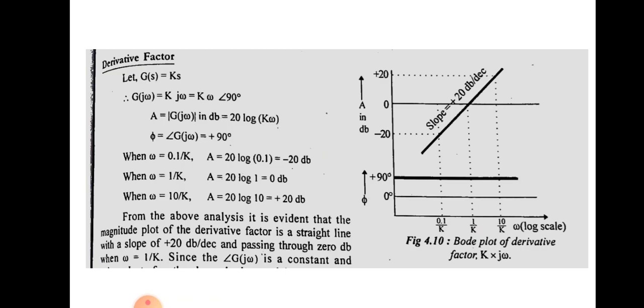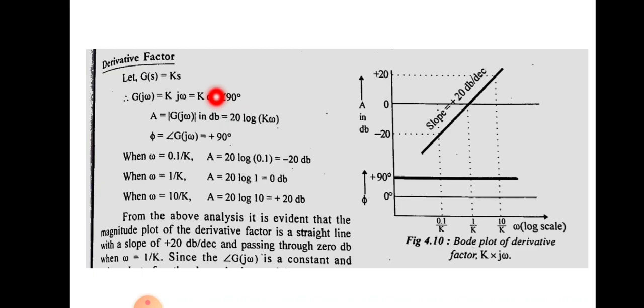So next we will consider the derivative factor. Derivative factor means k into s comes in the equation, and we can substitute s as j omega, that is equal to k into j omega. Since it comes in the numerator side, its angle will be plus 90 degree. That is, k omega angle 90 degree is the equation for g of j omega.